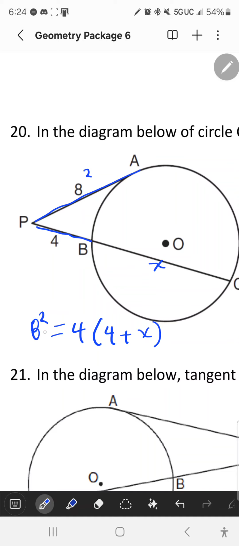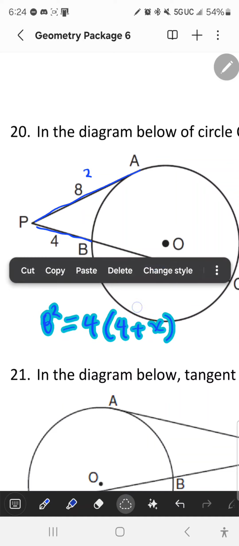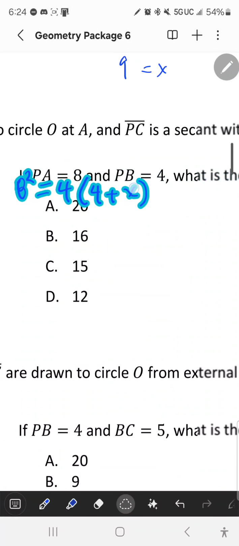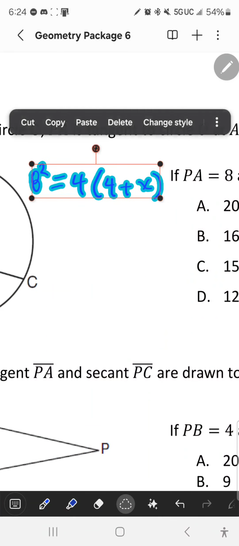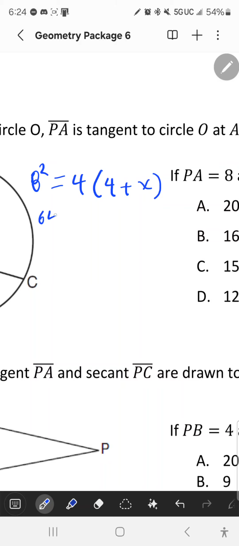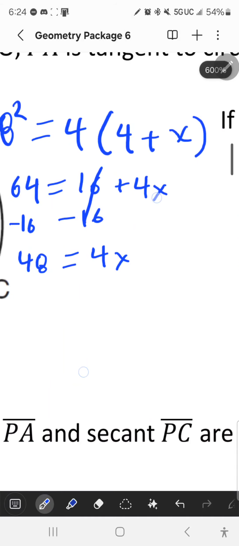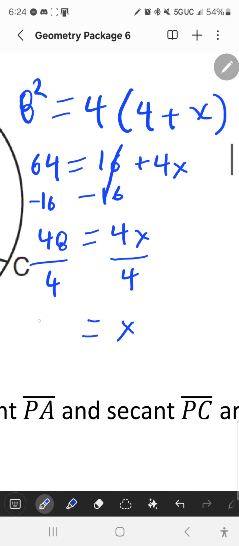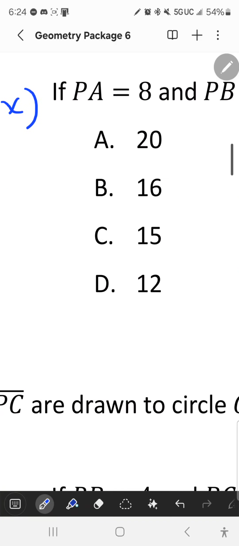So we solve the 8 squared. Let me get it to the side. Now we can at least solve it here. So 8 squared is 64. 4 times 4 is 16. 4 times x, 4x. We subtract 16 from both sides. 64 minus 16, that's 48. This is cancelled out, so equal 4x. Now we divide by 4, and we have that x equal 12. So our answer is D.